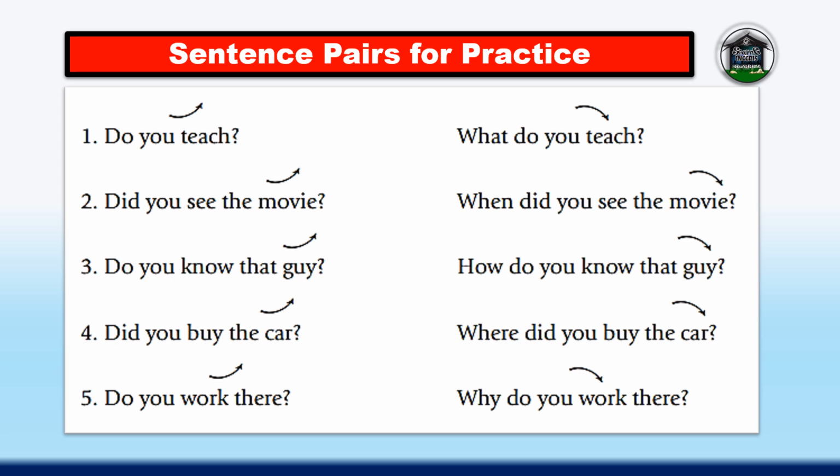What do you teach? Did you see the movie? When did you see the movie? Do you know that guy? How do you know that guy? Did you buy the car? Where did you buy the car? Do you work there? Why do you work there?